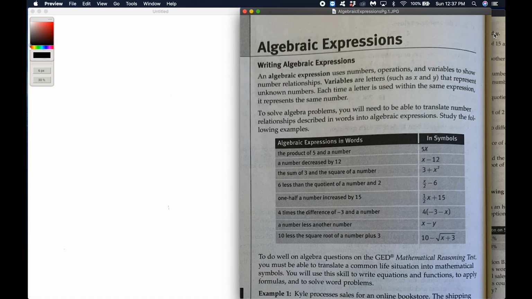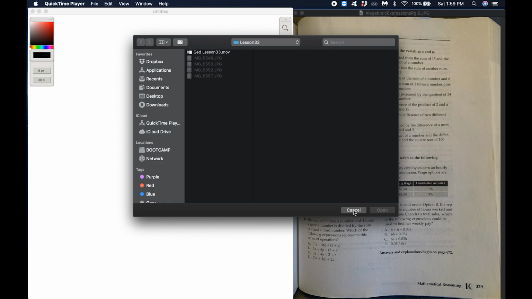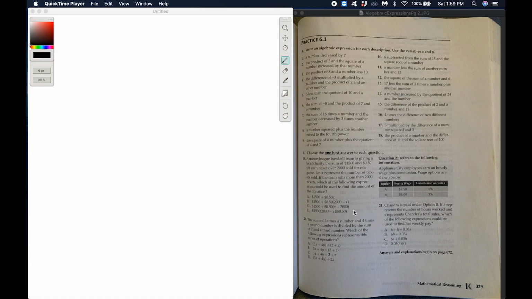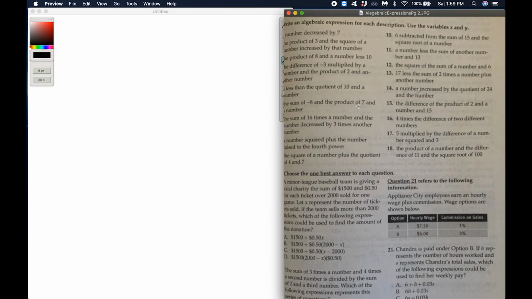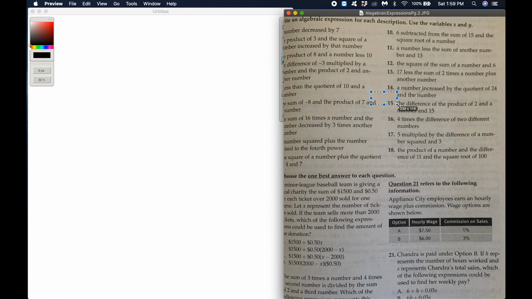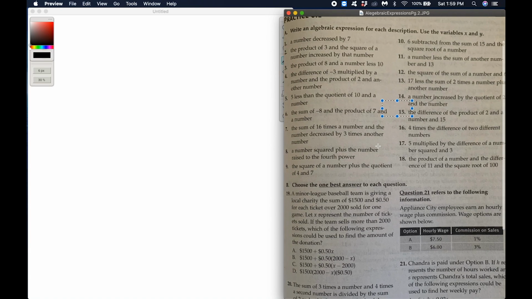Let's see, next step. So, write an algebraic expression for each description. Use the variables x and y. Okay, let's start with number 1. Let's increase this size a little bit so we can actually see what's going on. I hate it when it does that.